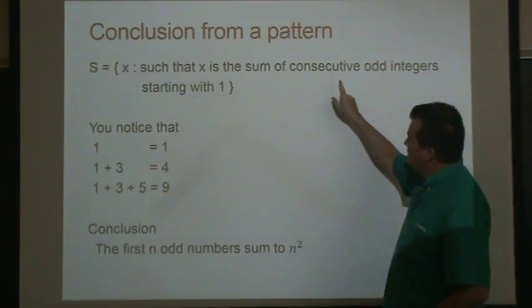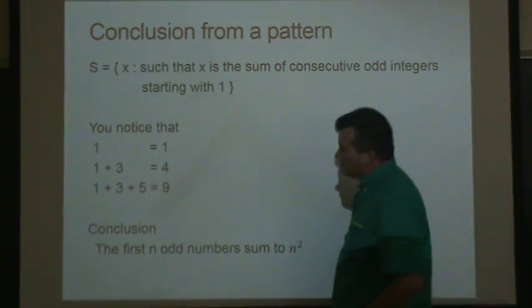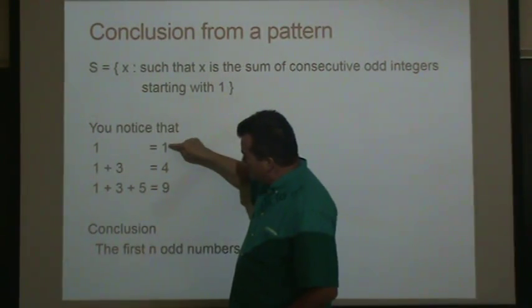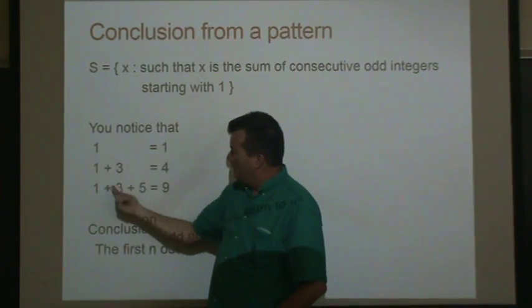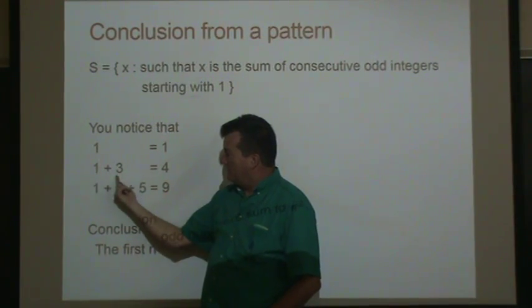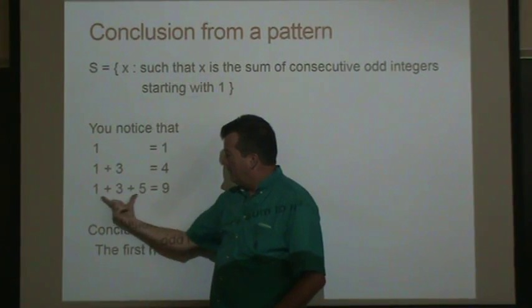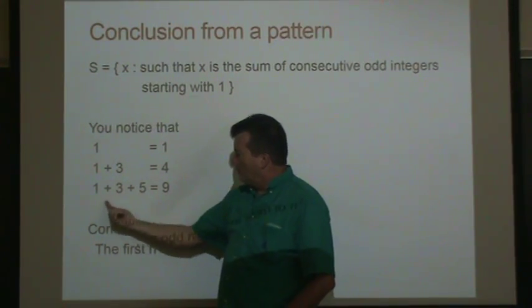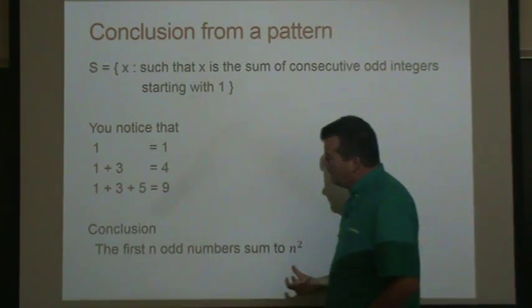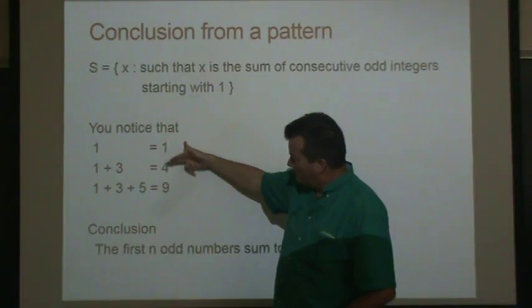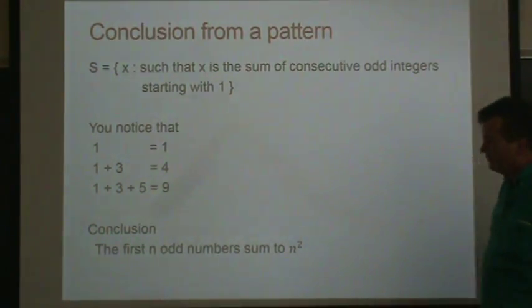such that X is the sum of consecutive odd integers starting at 1. So if we took, for example, this is our set, 1, 4, 9, and so on. We're going to say 1 is equal to 1, 1 plus 3, the next consecutive odd integer, is 4, 1 plus 3 plus 5 added up equals 9, 1 plus 3 plus 5 plus 7 would be 16, and so on. So if I asked you, can you think of a formula that could generate the next one? Well, you might notice right away it looks like n squared, right?